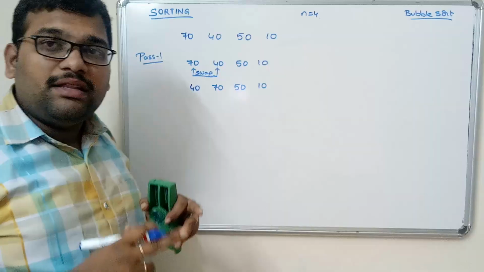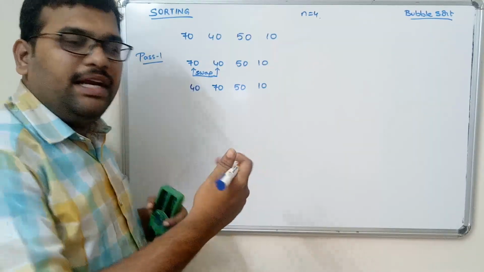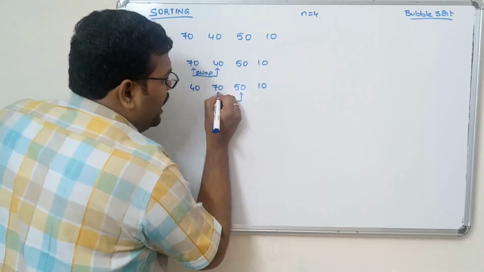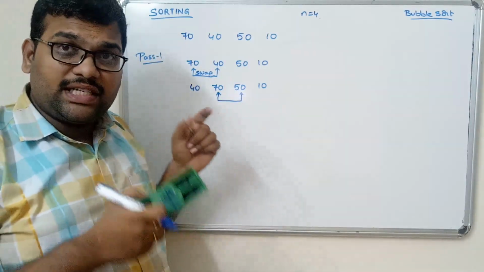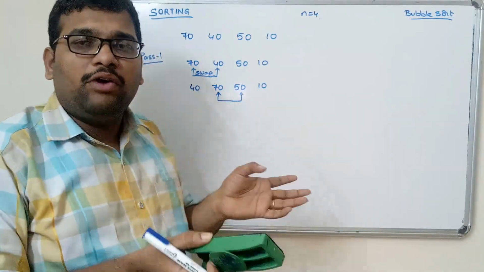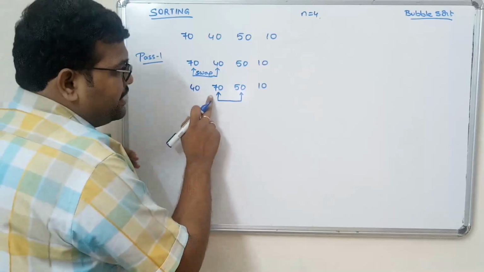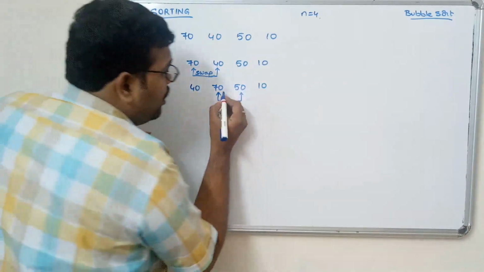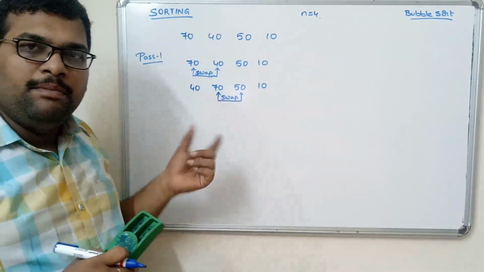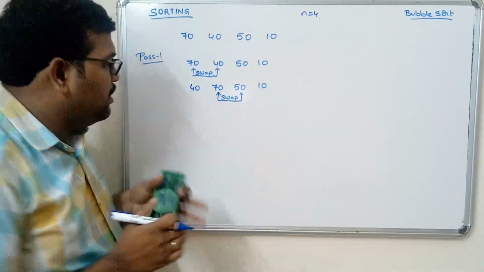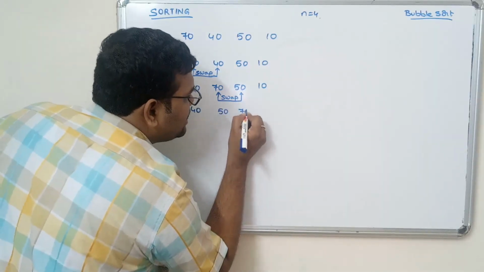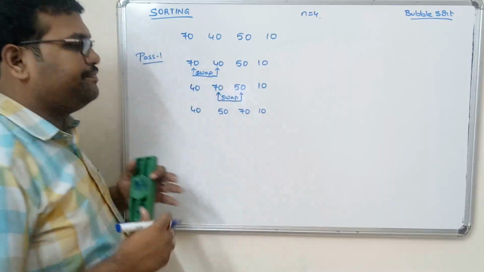Again, now compare the second element with the next immediate element. The same condition will be checked: if the first element is greater than the second one, we have to interchange those elements. Again, 70 is greater than 50, so we have to interchange. Apply the swap between 50 and 70. The resultant will be 40, 50, 70 and 10.